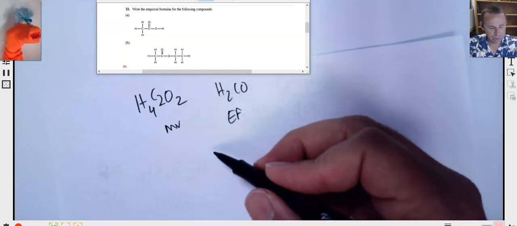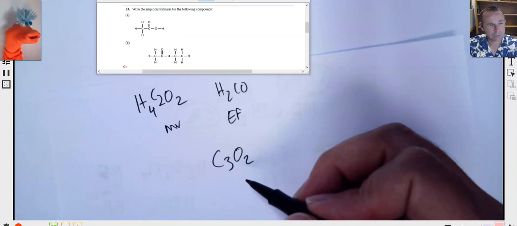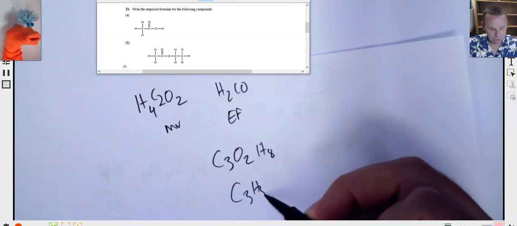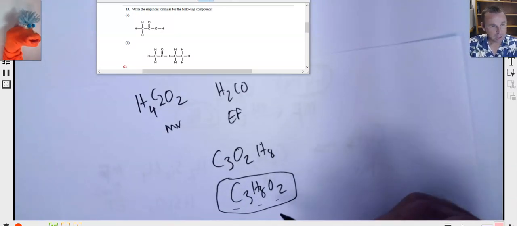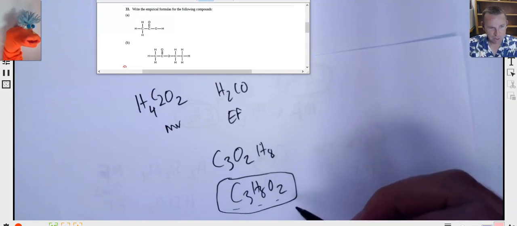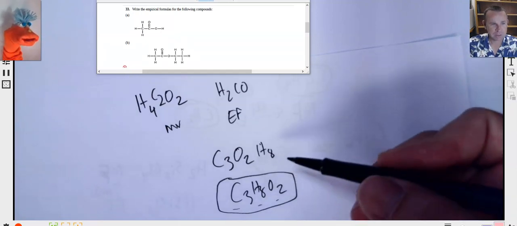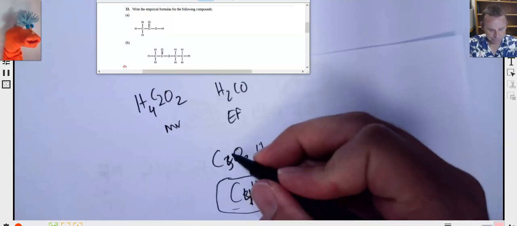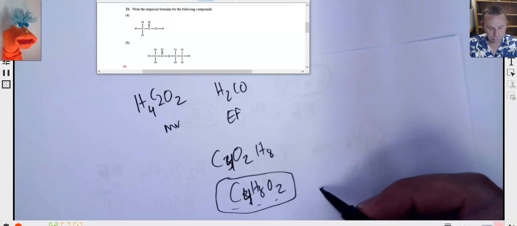The next one, C3, O2, H8. Good job. Okay, so C3H8O2, that's how you'd write it in organic chemistry: carbon first, hydrogen, and then oxygen. If this is an acid, then you would write the hydrogen first. But anyway, all right. I don't think this is right. What's wrong, Fred? I think I see 4 carbons. Oh yeah, 4 carbons. So C4H8O2. All right, so now we have an empirical formula of what? Divide everything by 2. C2H4O.